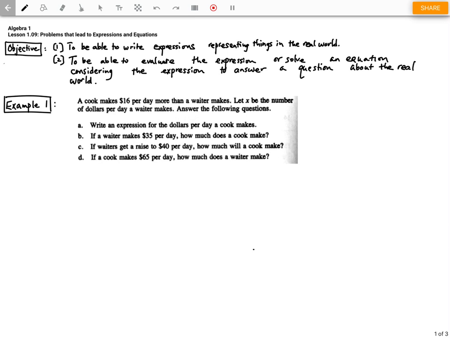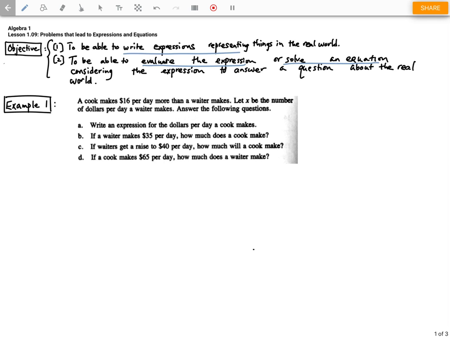Hi again. This is Algebra 1, Module 1, Lesson number 9. The topic of this lesson is problems that lead to expressions and equations. There are two objectives in this lesson today. Those two objectives include to be able to write expressions representing things in the real world. And then the second objective is to be able to evaluate the expression or solve an equation considering the expression to answer a question about the real world.